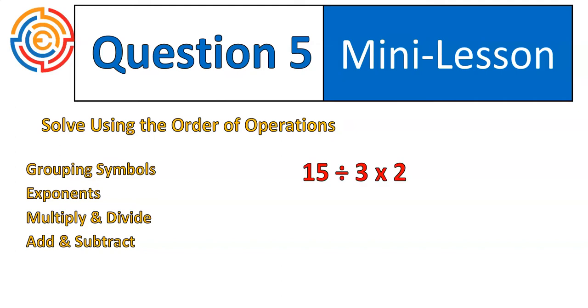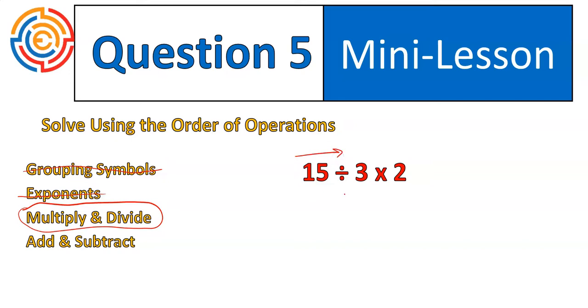Question 5, this is the last question we're going to go over. It also emphasizes the common error that I've been repeating a couple of times. There are no grouping symbols. There's no exponents. And we come to multiplying and dividing in one step from left to right. In this case, we are going to divide first because division is the first one we come to when we go from left to right.